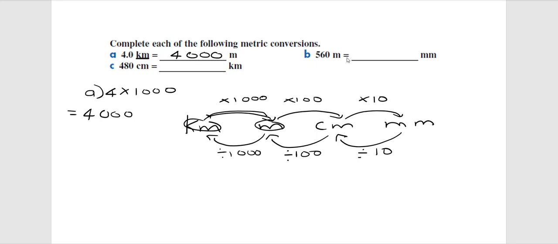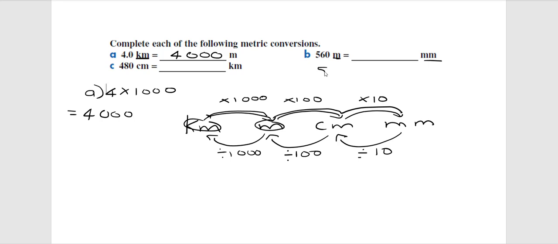Okay, so for B, 560 meters to millimeters. So once again, bigger unit to a smaller unit. If I start with bigger, my number should be getting bigger. This is just a way to remember. So meters is over here, and I'm going to millimeters. So now I'm going to have 2 steps, times by 100 and then times by 10. So that means 3 zeros altogether.